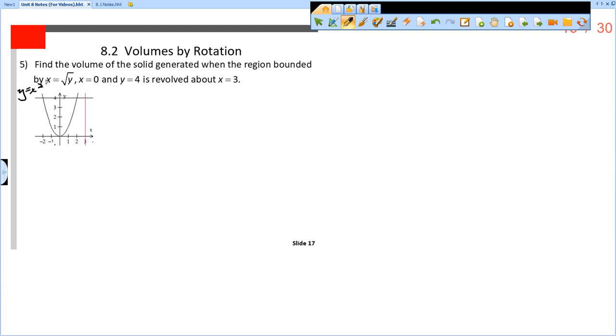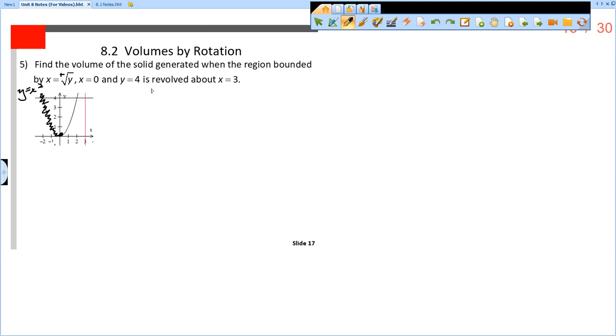But remember, if I have x equals root y, that is the positive square root of y. So it actually does not include any of that part. So it's really just this right side of that parabola. So important to make sure we understand that. All right, x equals 0, remember, vertical line, the y-axis. All right, y equals 4, horizontal line right there.